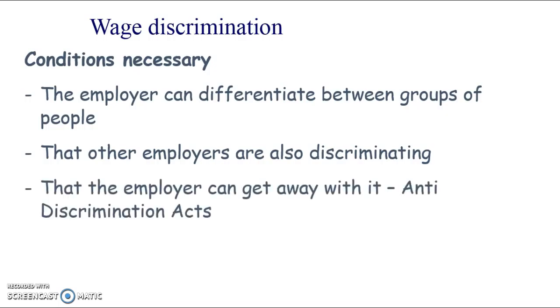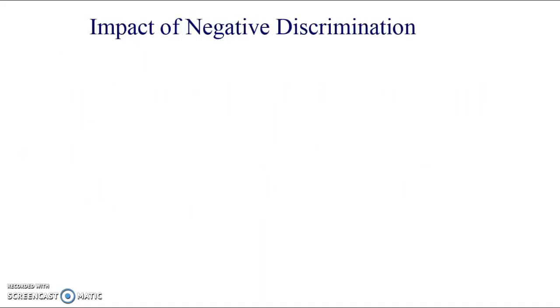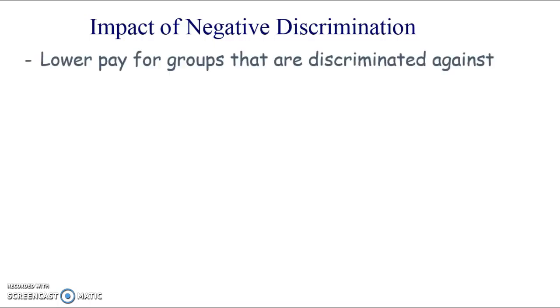And the employer has to feel that they can get away with it. So there's lots of anti-discrimination acts against gender, sexual orientation, ethnicity, disability around these days. So to actually partake in wage discrimination, you've got to be relatively confident that you're not going to get taken to the courts, and there's not going to be any proof of it, because it is going to be illegal. But the impact of it, and historically the impact of it has been that there's lower pay for those groups that are discriminated against.